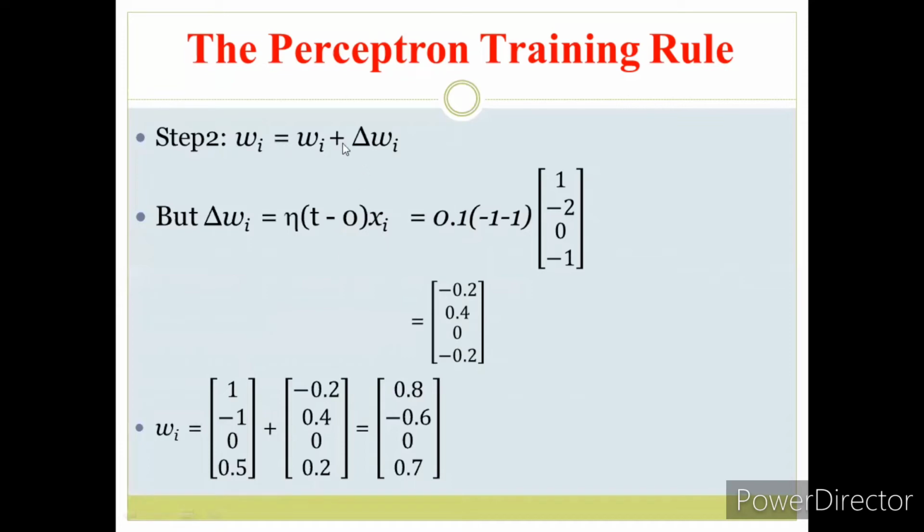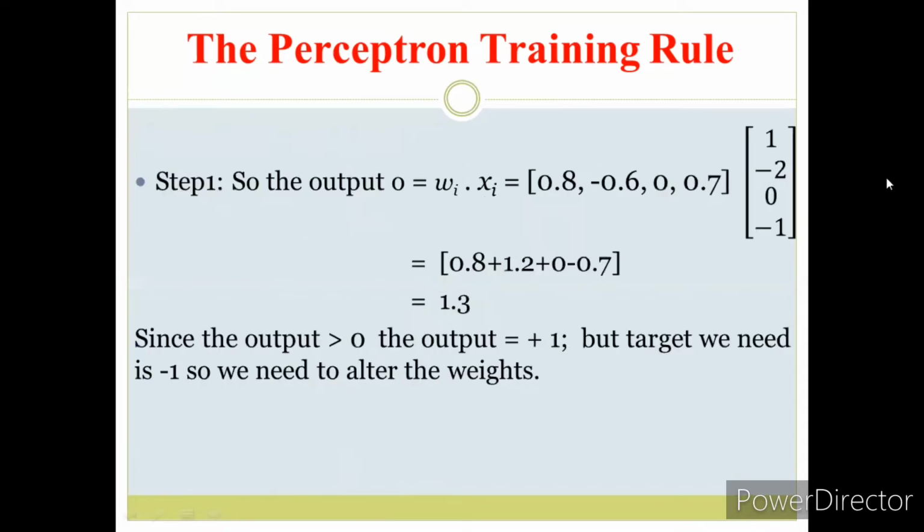And this change in the weight is added with the previous value of the weight, which was 1, -1, 0.5. So we get the new weight as 0.8, -0.6, 0.7. How? 1 minus 0.2 is 0.8, -1 plus 0.4 is -0.6, 0 is as it is, 0.5 plus 0.2 is 0.7. So now this weight is multiplied with the input vector, which is constant there, 1, -2, 0, 1. We have got the output as 1.3. As you can observe, the output has drastically changed from 2.5 to 1.3.